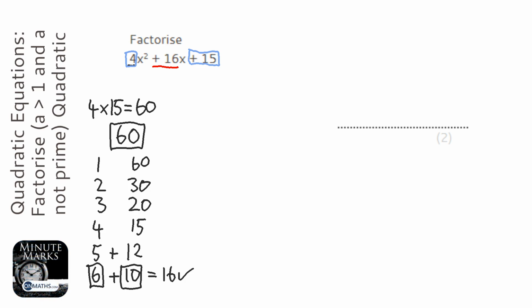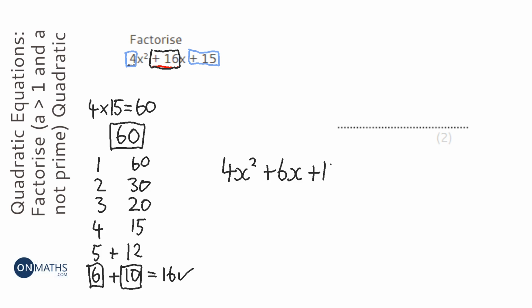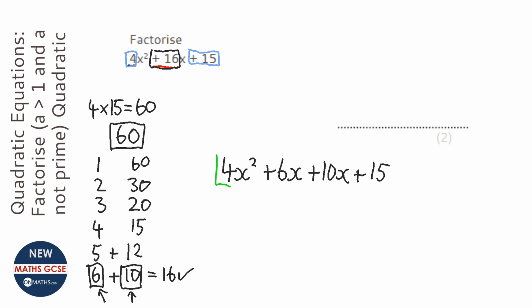Now what we want to do is just rewrite the question, so 4x squared, but instead of the plus 16 there, what we want to do is split that up into plus 6x plus 10x. Now 6x plus 10x is 16x, so we know that we haven't changed anything, but we got those numbers from down here. Now by doing this, and I'm just going to copy down the plus 15 because that's also part of the question, by doing this it allows us to see this question as two little questions.